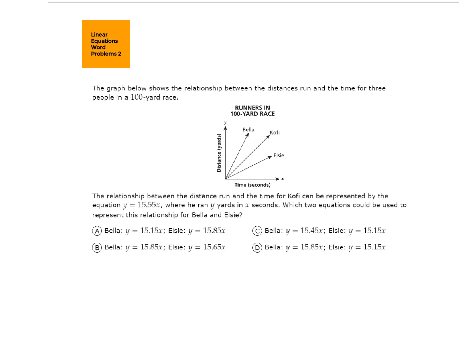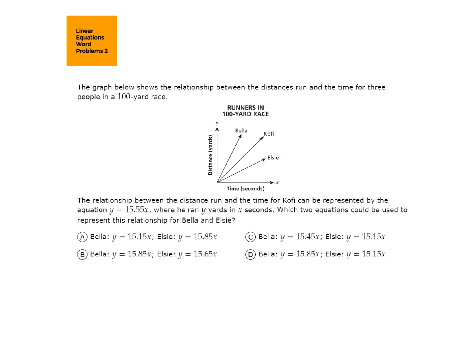Our last one is kind of tricky. It's asking us to look for slopes. So we have three students represented on this graph. We have time in seconds, and we have distance in yards. And it says the relationship between the distance that they run and the time for Kofi is represented by this equation. So that means Kofi has a slope of 15.55. So what does that mean in this situation? We know our slope is change in y over change in x. So she's going 15.55 yards for every 1 second.